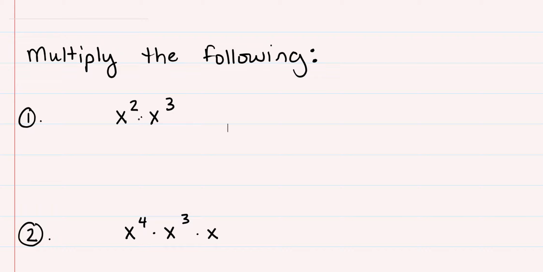I want to multiply x squared with x cubed. Well, all we have to do is we keep the base. Remember, this is the base and these are the exponents, and we just add the exponents. So we get x to the fifth.